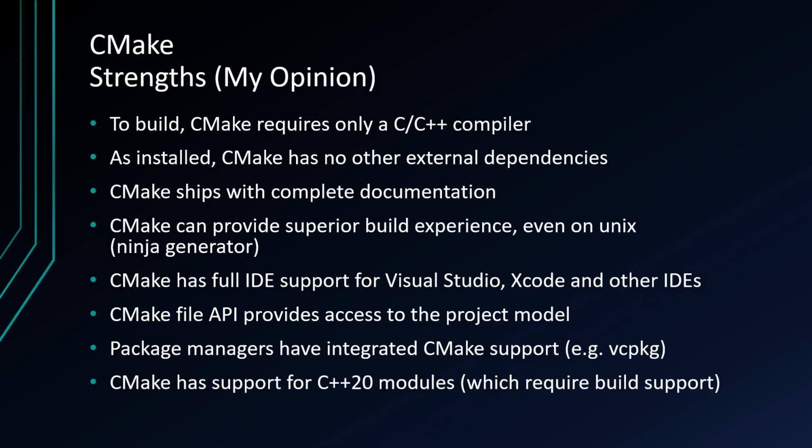Also, CMake has gotten support for C++20 modules, which require special build support. And I don't know if that's available in Automake out of the box or Autoconf out of the box, or if you may have to write your own special build logic in order to take advantage of that.